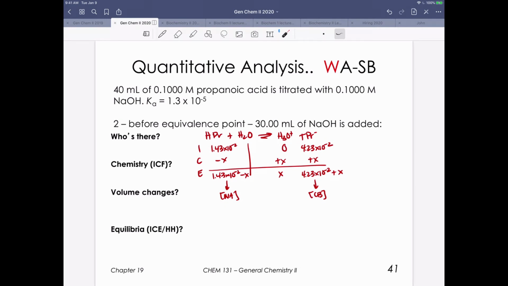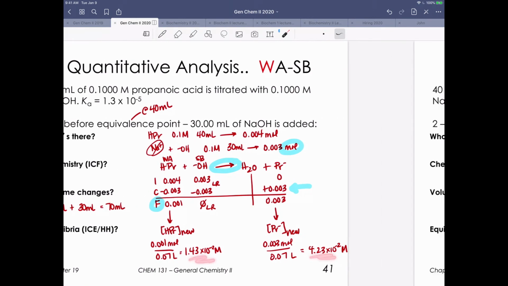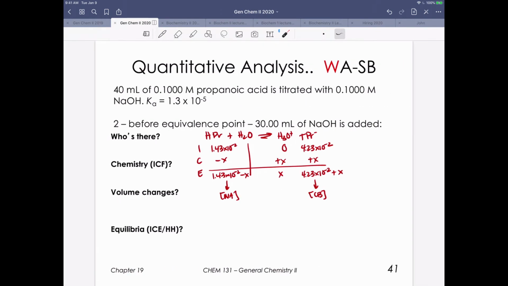So again, this ICE table is going to look similar to the ICE tables that we did at the beginning of this chapter when we were talking about buffer solutions. So we just calculated what these concentrations are. And again, that's what we just got over here. It's very important that we are no longer going to be using the 0.1 in here. That's not what we have anymore. We've done some chemistry. Some of that has been used up. So these are the new concentrations of weak acid and its conjugate base.